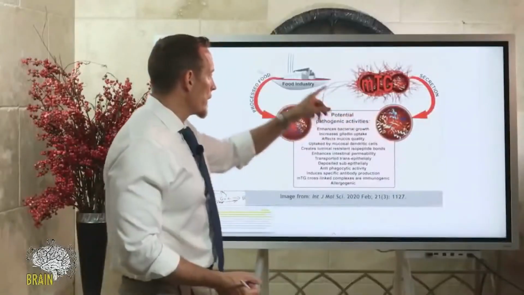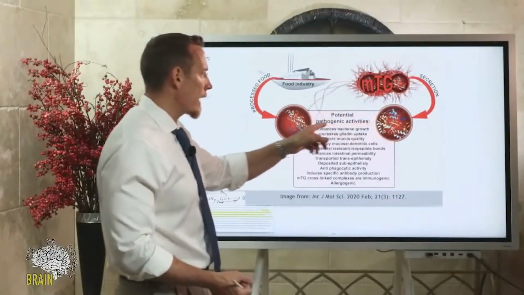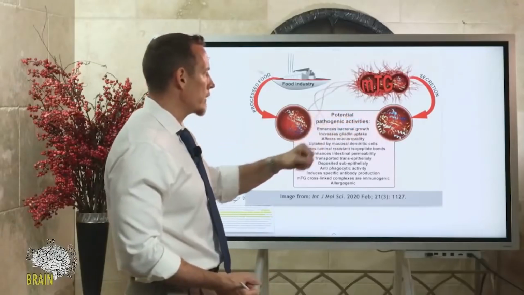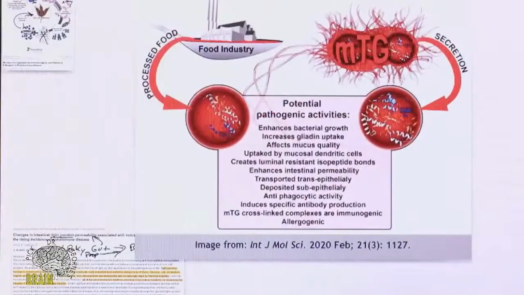So you can see here, industrial food items, the potential pathogenic activity. So these are all the different known ways that meat glue can potentially create a problem for you. Number one, it enhances bacterial growth. Remember what microbial transglutaminase is. It's a bacterial enzyme. And so it can enhance bacterial growth. And if you've ever heard of conditions like SIBO, small intestinal bacterial overgrowth, that can be problematic. We also know it increases gliadin uptake. So it increases how well your body will uptake that gluten and present it to the immune system. So it can actually enhance the immune system response to gluten.